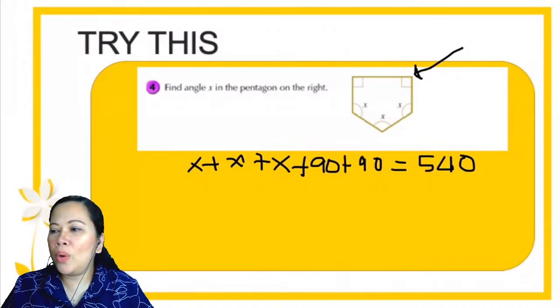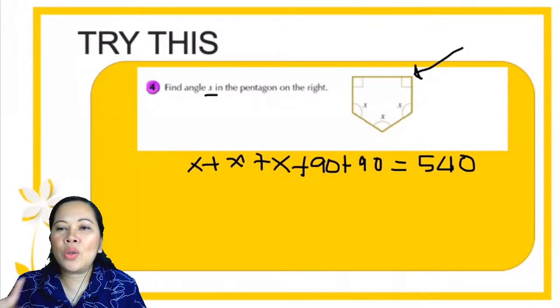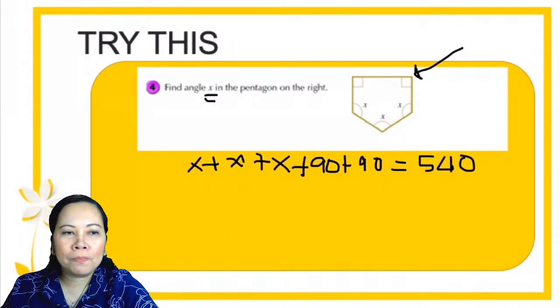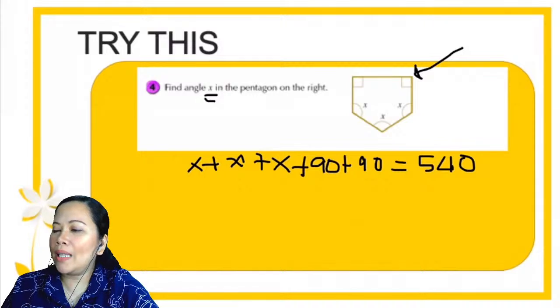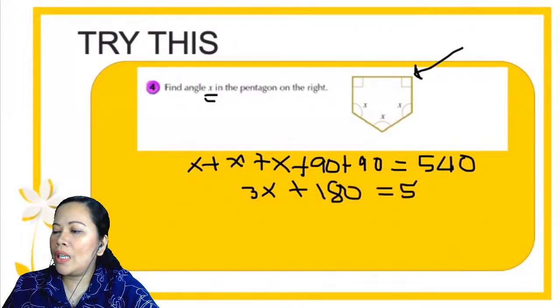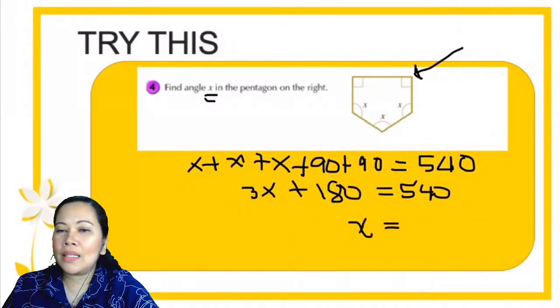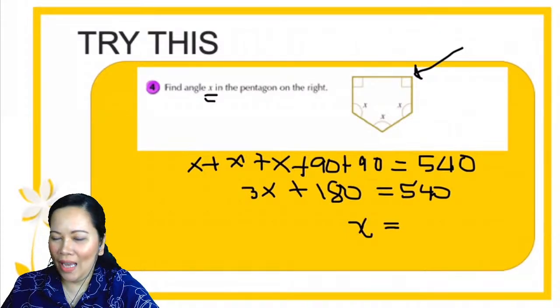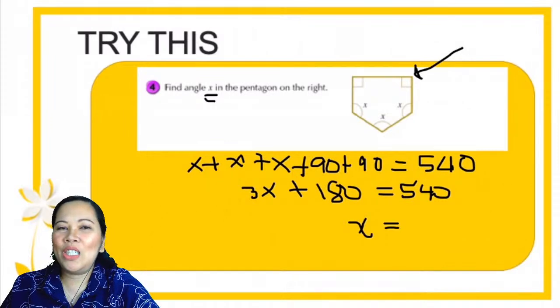So the question is find angle x. So only one of the x's. So what's the measure of x? So that's 3x plus 180 equals 540. So what is x? Yes, that is correct. Yes, continue. Continue what you're doing.